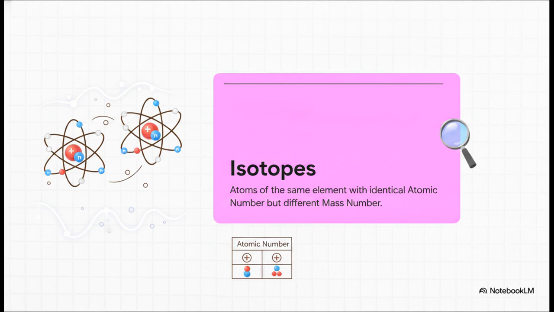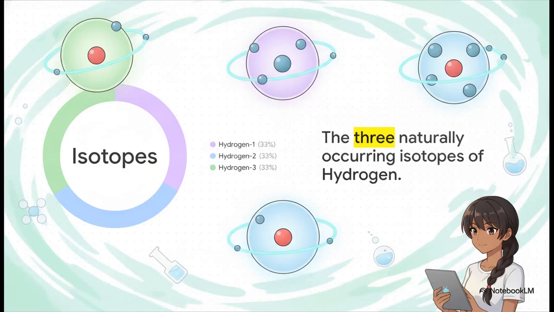By definition, these are atoms of the same element that have the exact same atomic number but a completely different mass number. Because the atomic number is the same, the proton count strictly stays the same, which means it is absolutely still the exact same element. However, the neutron count fluctuates, which either adds or removes overall weight from the atom. And this brilliantly illustrates the concept in nature.